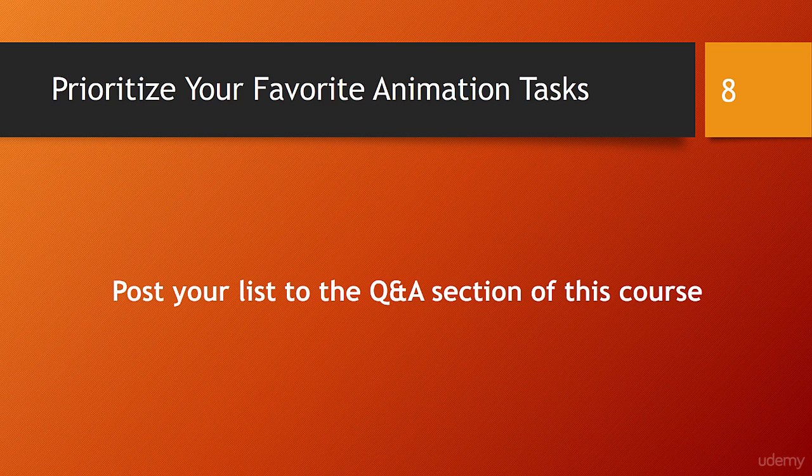So what I'd like you to do is prioritize your favorite animation, in the big sense, tasks. And prioritize them in order. What's the most important? What's the least important? And post your list when you get it to the Q&A section of this course. Or if that's too much work, just post your favorite. What are you primarily interested in? Is it the illustration and rigging, or just the animation itself, or the whole thing? Personally, I find the whole thing a blast, and it's nice having a variety of tasks.